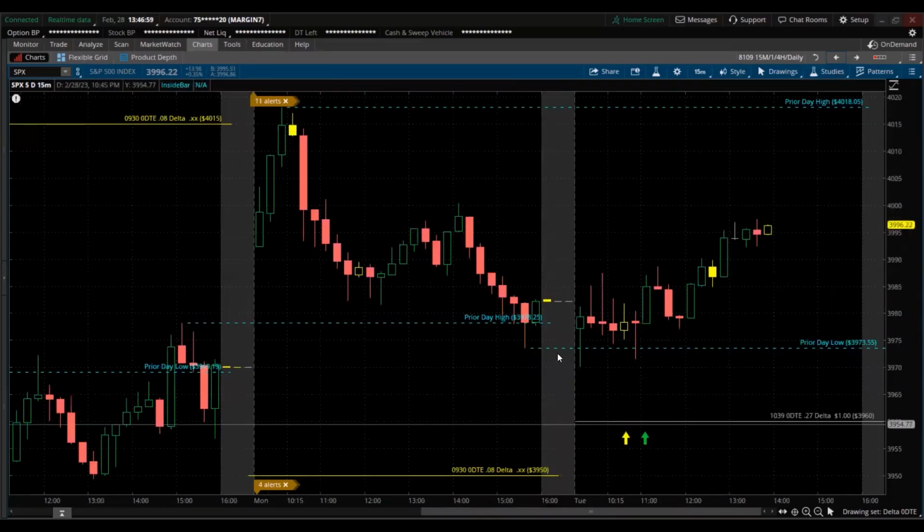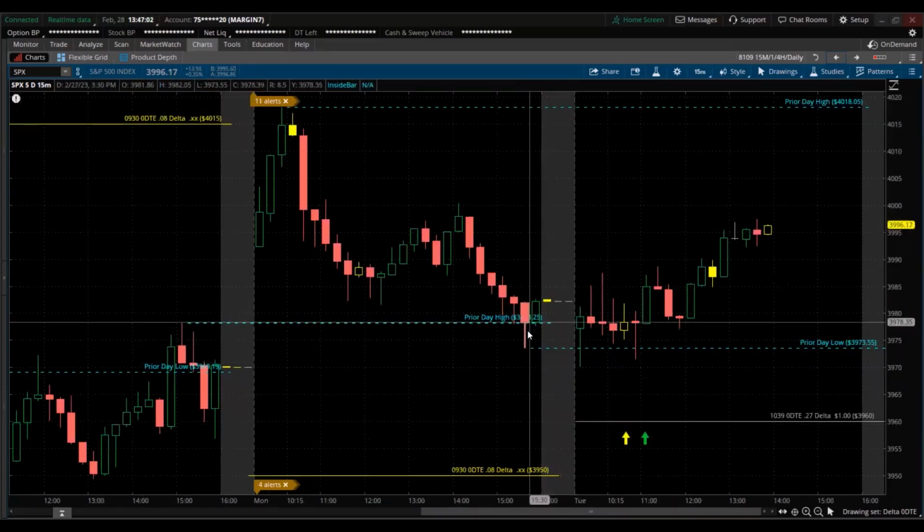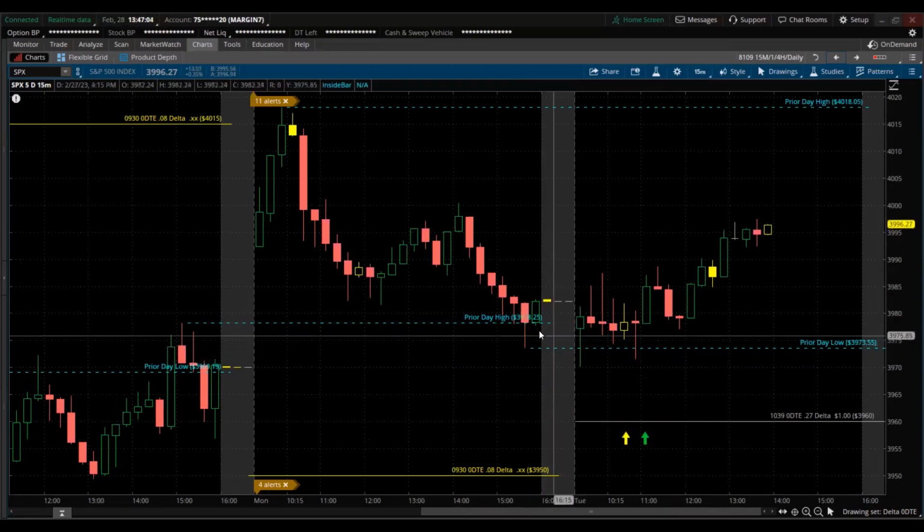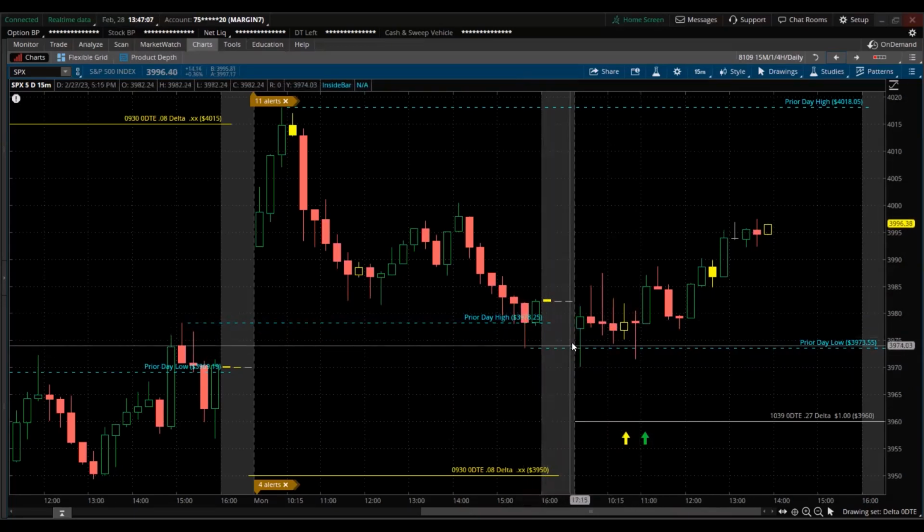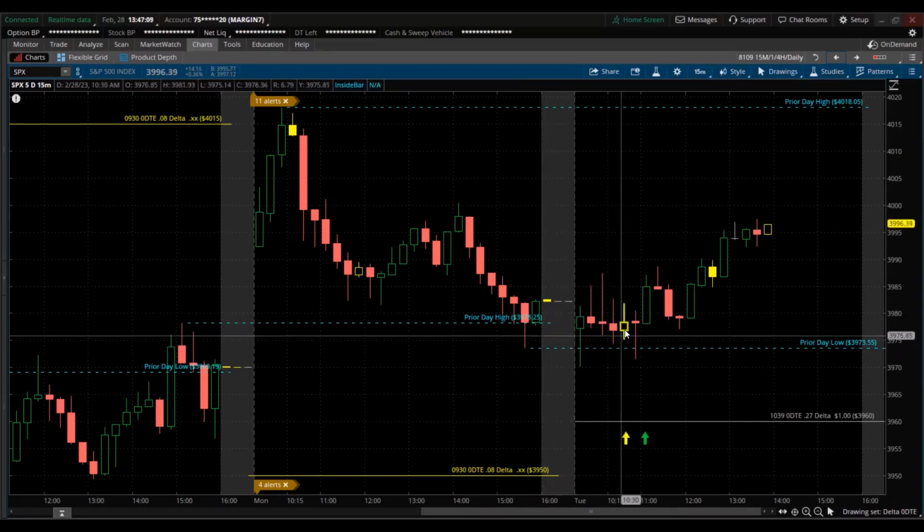I also noticed when we took out that prior day's low before I got in the trade, we already took out that prior day's low. This was Monday. I'm thinking, yep, we're still trading above it, so that gives me a more bullish bias.